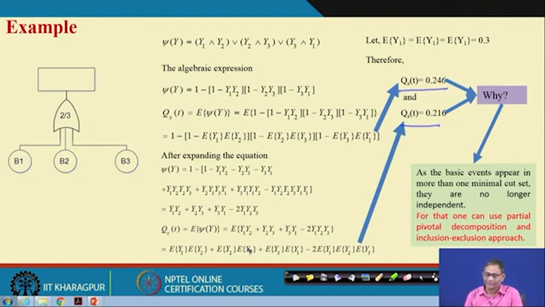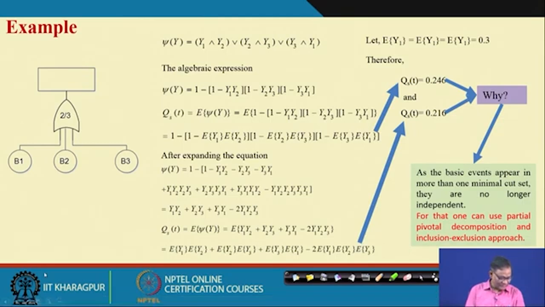So, wherever there are dependent product terms, it is better to reduce up to the lowest level. Otherwise, you have to use the partial pivotal decomposition method or the inclusion-exclusion approach in between, to get rid of digging down to the lowest level of resolution. Okay. So, I hope that you have understood it. Okay. This is our cut set representation.